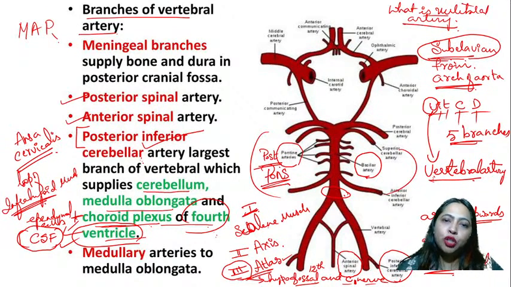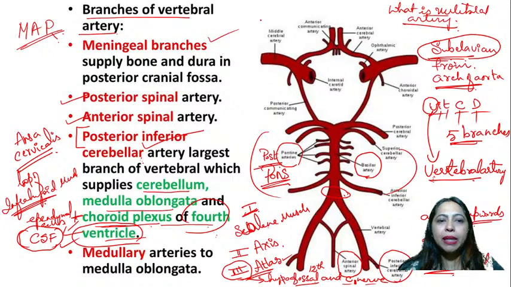But many students have picked it thinking that it is a branch. But it is not a branch. It is just a continuation of the joining of right and left vertebral artery. The branches are all these other things. You can remember it as MAP. That's why I told you, remember it as meningeal branches. You remember the anterior spinal artery, automatically you'll remember the posterior as well.